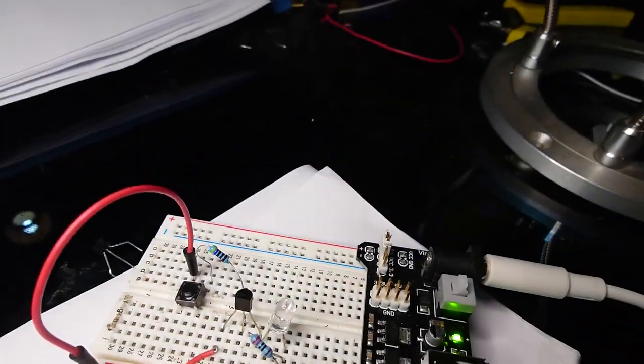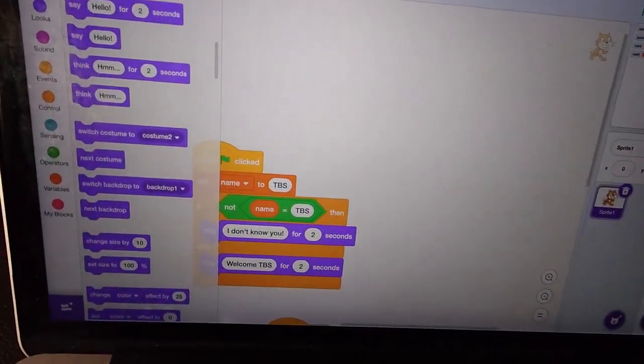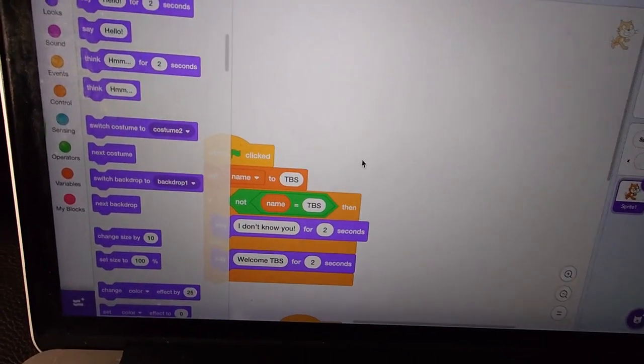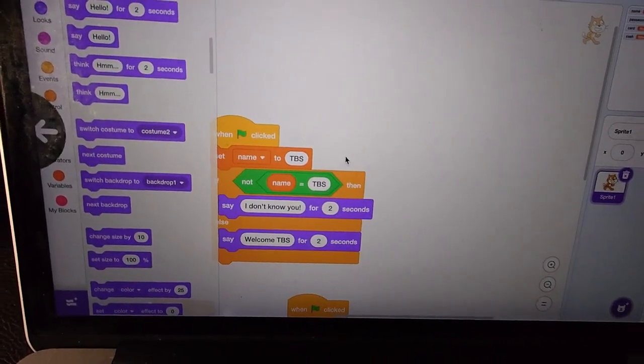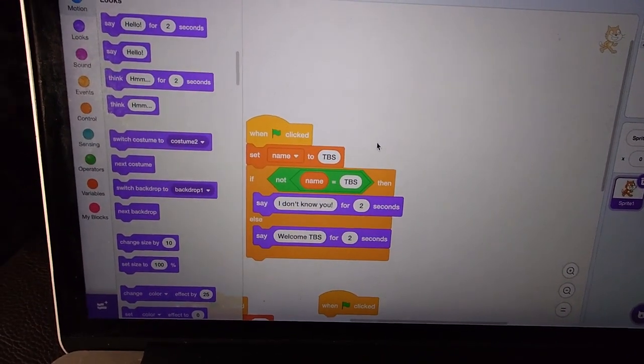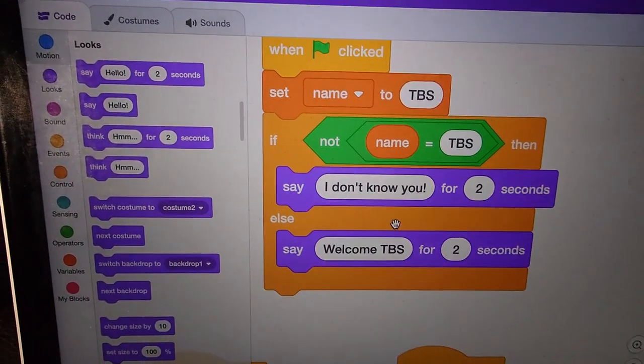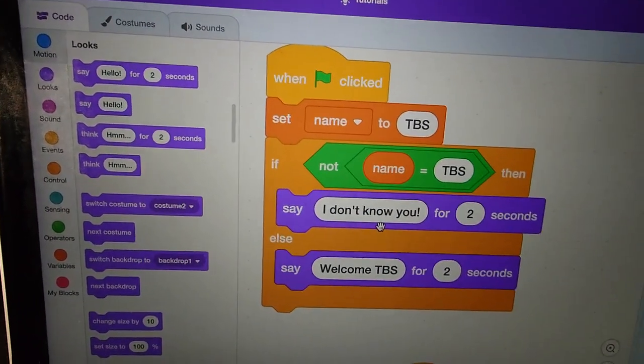Okay, so let's think about it. Now, hopefully some of you are at least vaguely familiar with Scratch. It's actually really hard to control a screen, a keyboard and a phone at the same time. Hopefully most of you can work out what this code generally does.